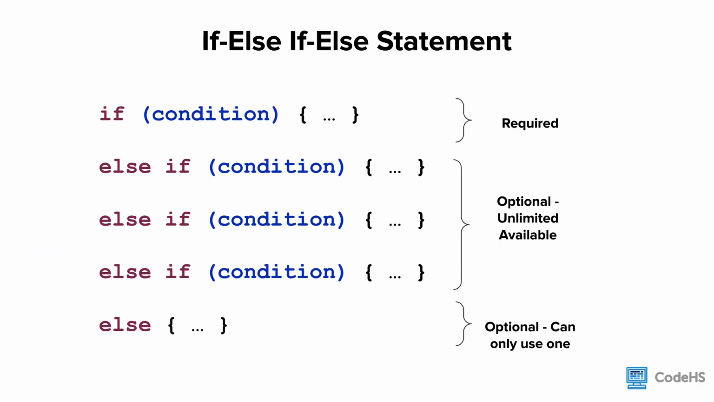So let's look at a quick summary. Else if clauses are optional, but you can have as many as you want. The only clause that is mandatory is the if statement to start the whole block. Then any number of else if statements can be used, and likewise the else clause is optional at the end. But if you are going to use the else clause, you can only have one of them.